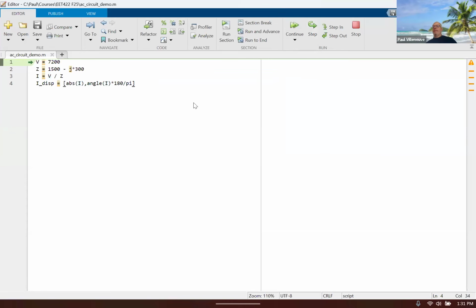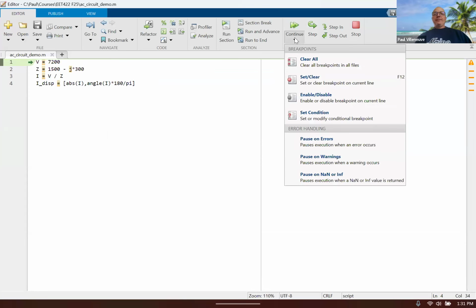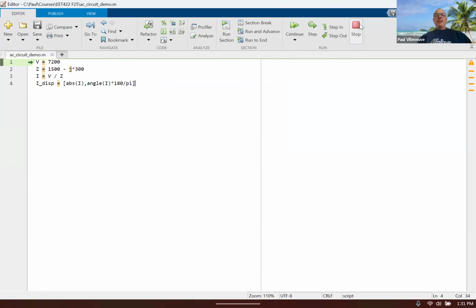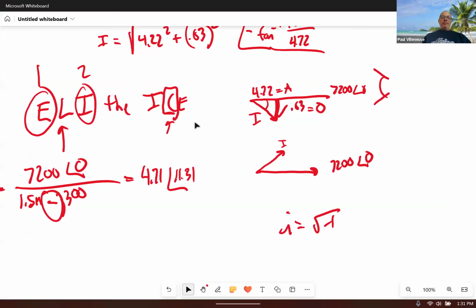Okay. You clear all the breakpoints and stop the debugging. So again, that's the basics of being able to troubleshoot something in MATLAB. All right, let's change up the problem.